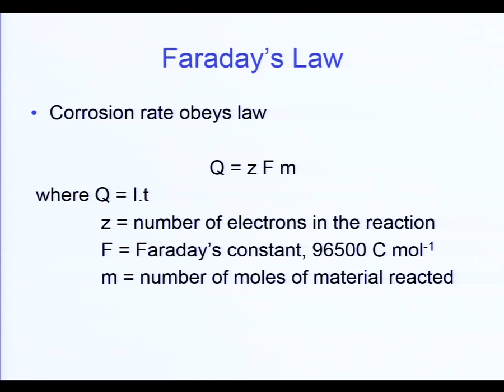Because Q is the charge and equals the current times the time. So if you can measure the current flow through your component, you can work out the amount of charge that's gone through the component, and using that equation, it's going to tell you how much of the iron has reacted. So if you can monitor the current through your system, which you can't always do, then you've got a direct handle on the amount of corrosion that's occurred, the number of moles of material reacted.